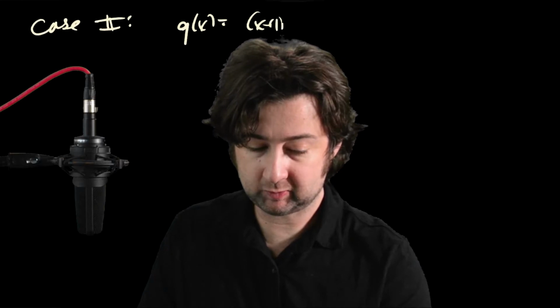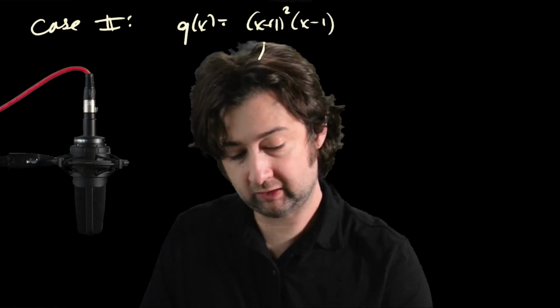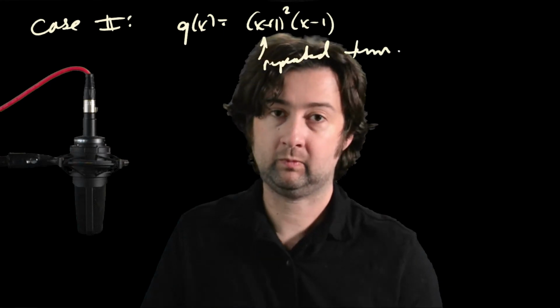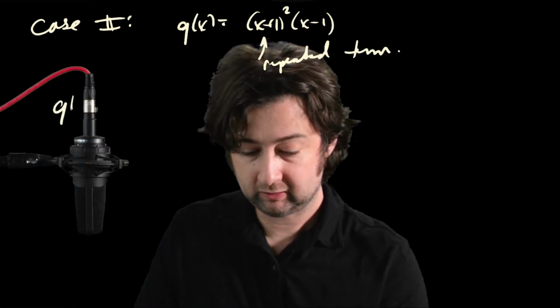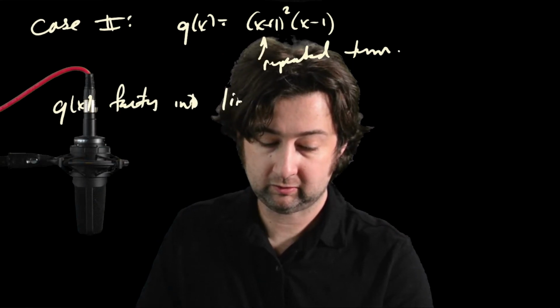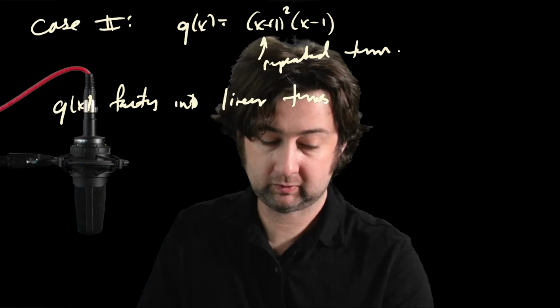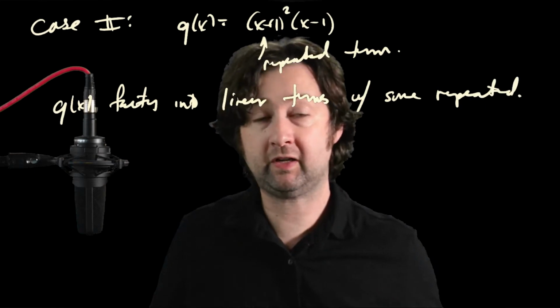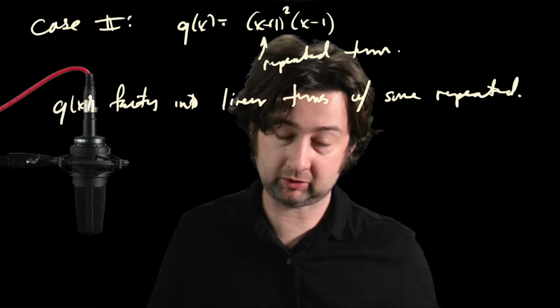In case 2, we assume that q of x factors into linear factors, but that some of those might repeat. By repetition, I mean if q of x was equal to something like x plus 1 squared times x minus 1, this is a repeated term. So case 2 is that q of x factors into linear terms with some repeated. So we have to modify how we use partial fractions to account for the repetition.